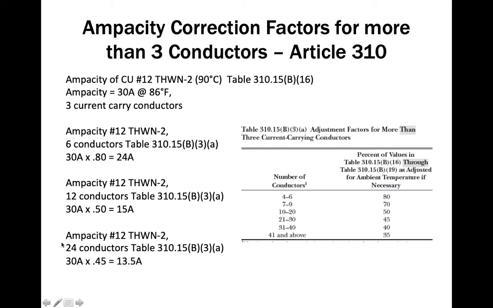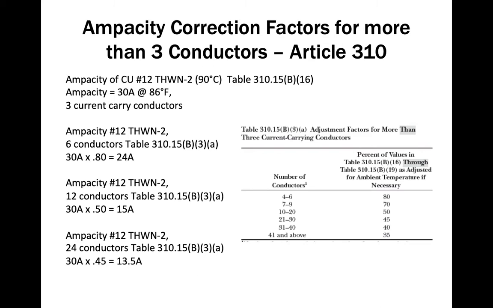And then lastly, I have 24 conductors. I go to my table, run my finger down to find 24. Here it is, 21 to 30. Slide over. My correction factor is 45%, or 0.45 is the decimal equivalent. 30 times 0.45 equals 13.5 amps. So I've lost 55% of my carrying capacity of my conductor because I have 24 conductors in a pipe.